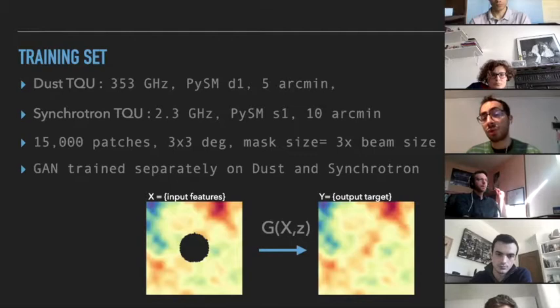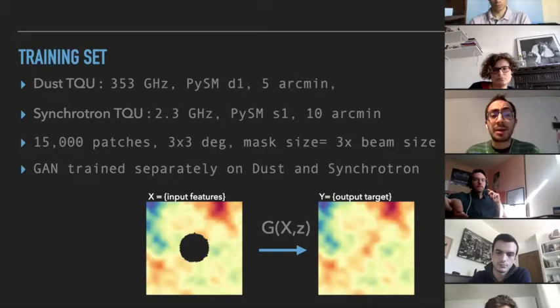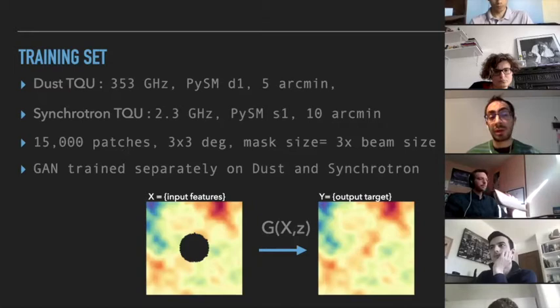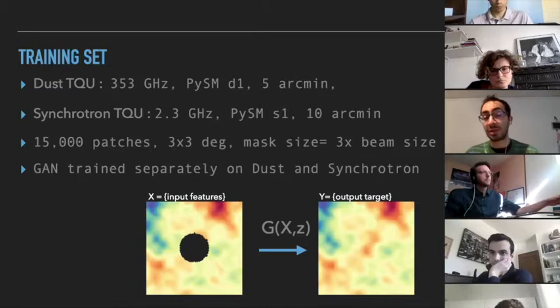Q and U are quantities related to the linear polarization. So they are the Stokes parameters, and so the Q and U maps are polarization maps. And one was for dust at 353 gigahertz, because this is one of the highest frequency channels from Planck, so we can use them. We used just the simulated maps with the PySM code.